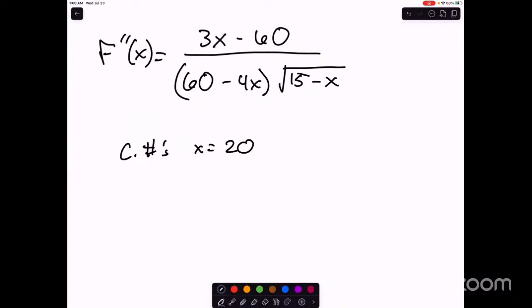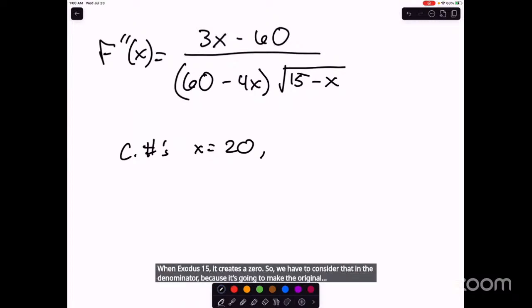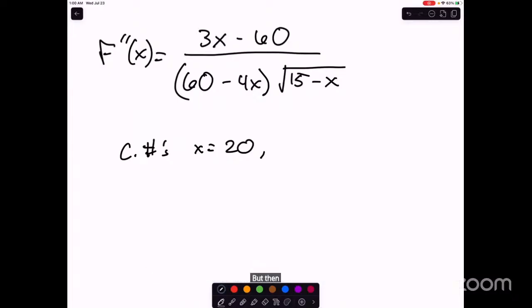No. Divide 15, right? Okay, it's a couple of things that play in the denominator. When x is 15, it creates a 0. So we have to consider that in the denominator because it's going to make the original function undefined. But then we also can't take the square root of a negative number, so that has to be greater than or equal to 0. So x has to be strictly less than 15.